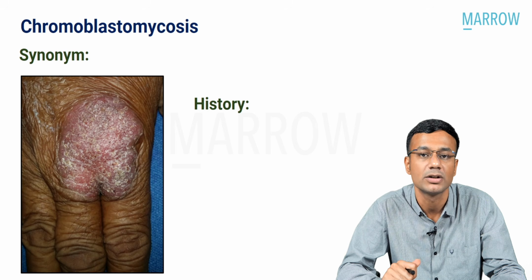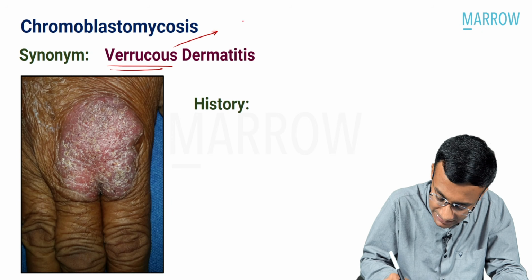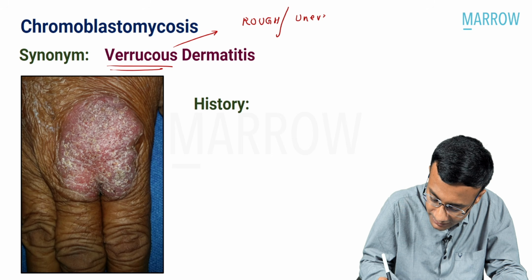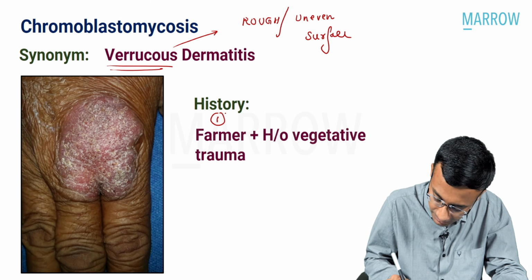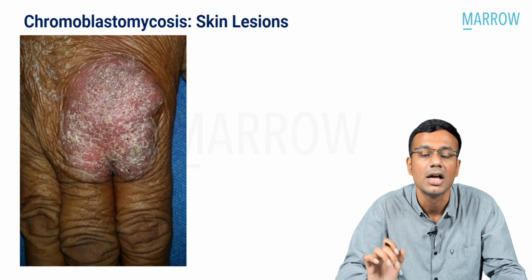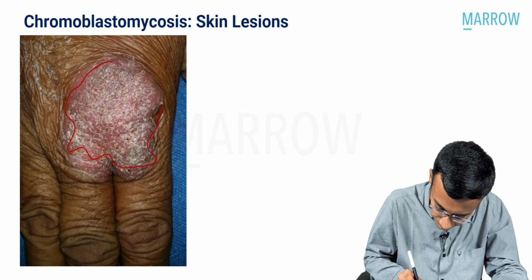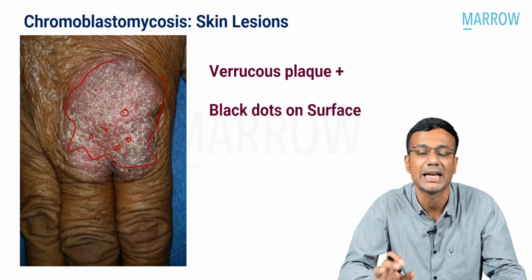When the patient presents to you, first remember the other name for chromoblastomycosis is verrucous dermatitis. What is the meaning of the word verrucous? Verrucous means anything in dermatology which has a rough or uneven surface. In terms of history, remember there is a farmer with a history of vegetative trauma. The patient is going to present with a verrucous plaque with black dots on the surface. So this is a verrucous plaque, a rough plaque with black dots on the surface.